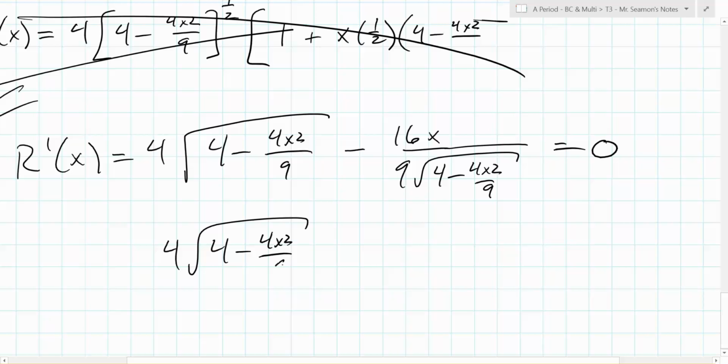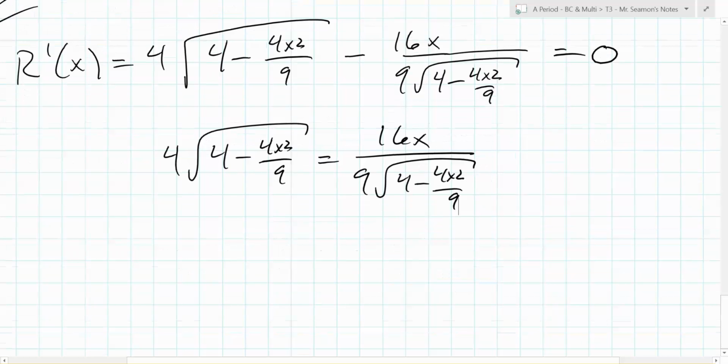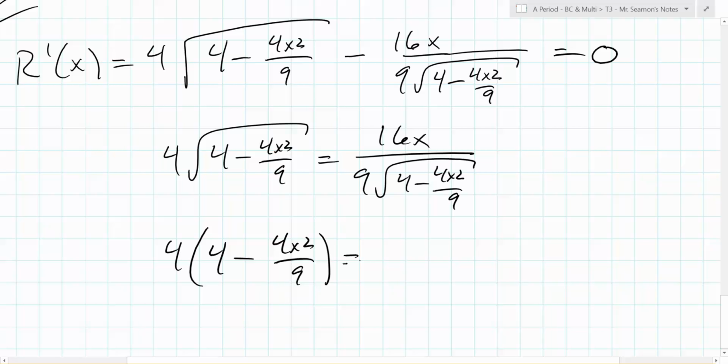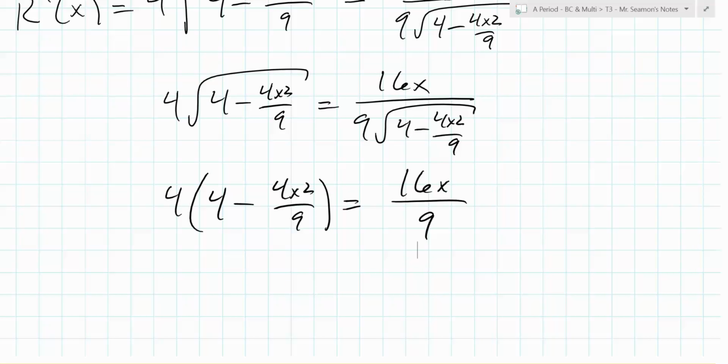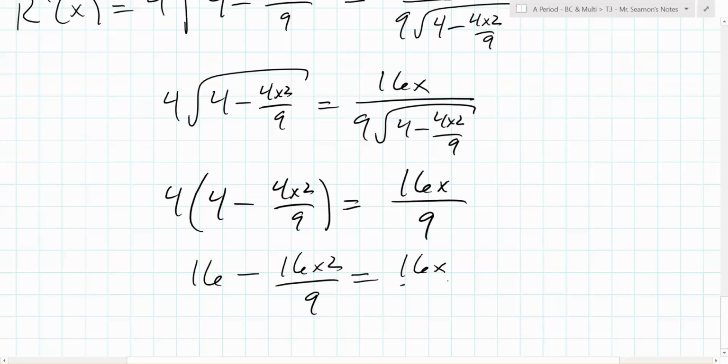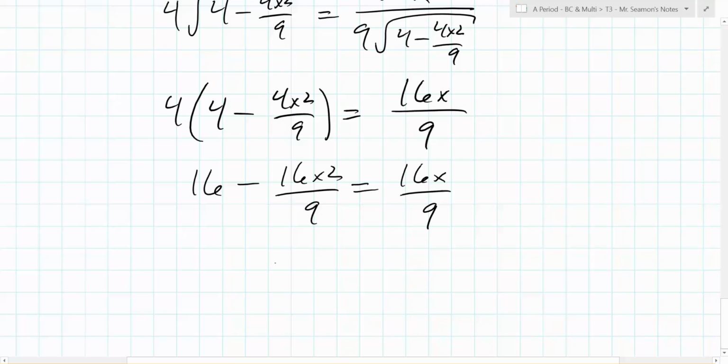And then you got this right here? Yeah, and then you multiply by the same there, and then you end up with 4 times 4 minus 4x squared over 9 is equal to 16x over 9, like this? Yeah. Oh, cool. And then you have to distribute and have some fun? Yeah, so then 16 minus 16x squared over 9 is equal to 16x over 9, like that? Yeah. So then, I don't want to do quadratics.